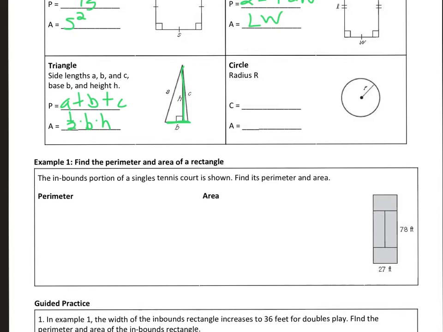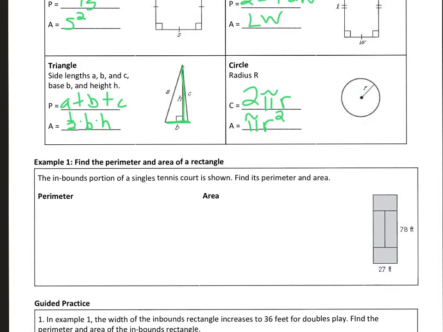And then finally, circle. Circumference of a circle is the perimeter of a circle. So that's 2 times pi times r. That's the circumference of a circle. Think of that as the perimeter of a circle. The area of a circle, so the area that circle fills in, is going to be pi times r squared. Pi times the radius squared is the area of a circle.